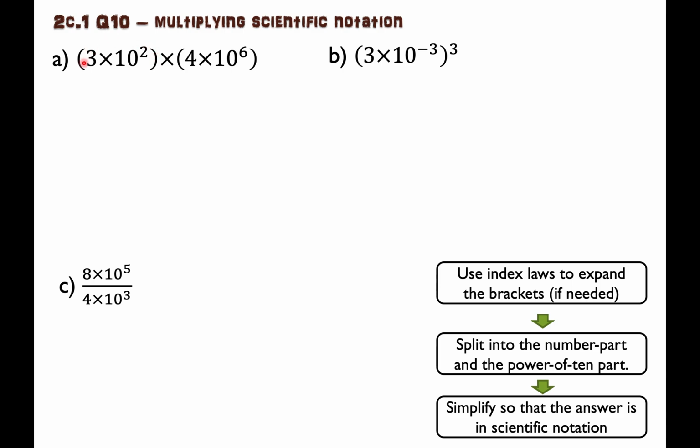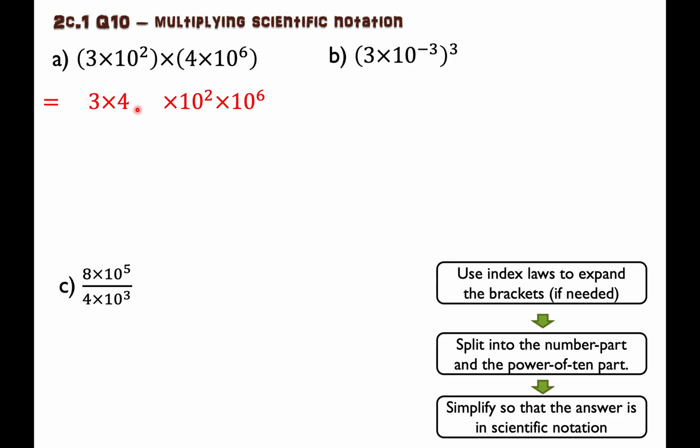So what if we had two numbers in scientific notation and we wanted to multiply them? What you could do is reorder them. This is 3 times 10 squared, so it's a big number, happens to be 300, times 4 times 10 to the power of 6, which is another big number, happens to be 4 million. We could reorder it so that the number parts, I'll call them, are together, and the power of 10 parts are together. So the 10 squared and the 10 to the power of 6 are together. There we go, now they're with their friends.